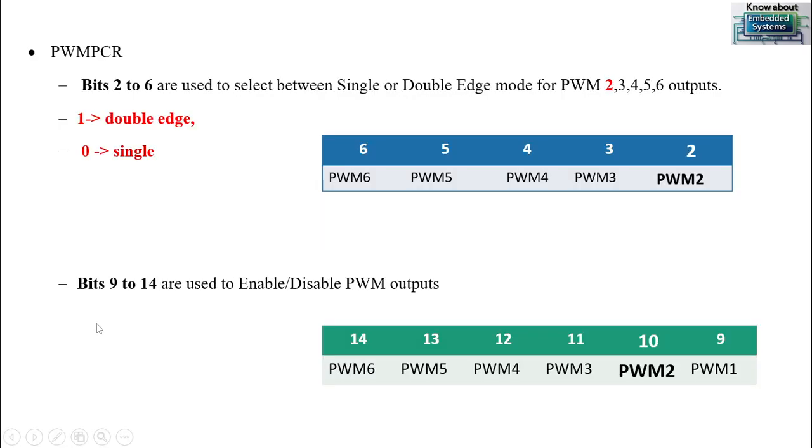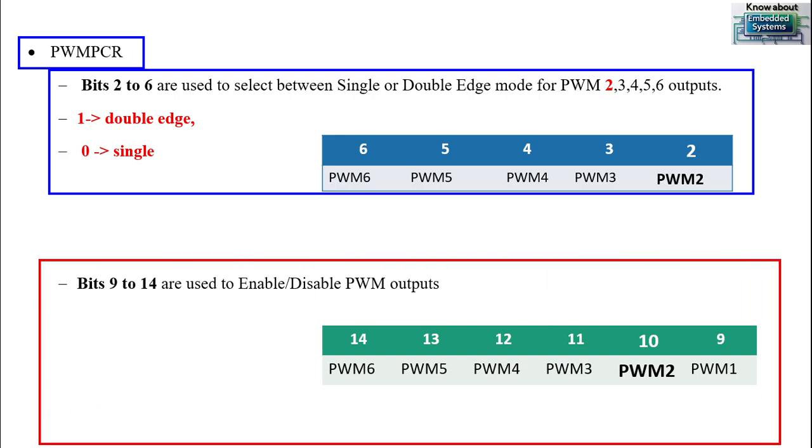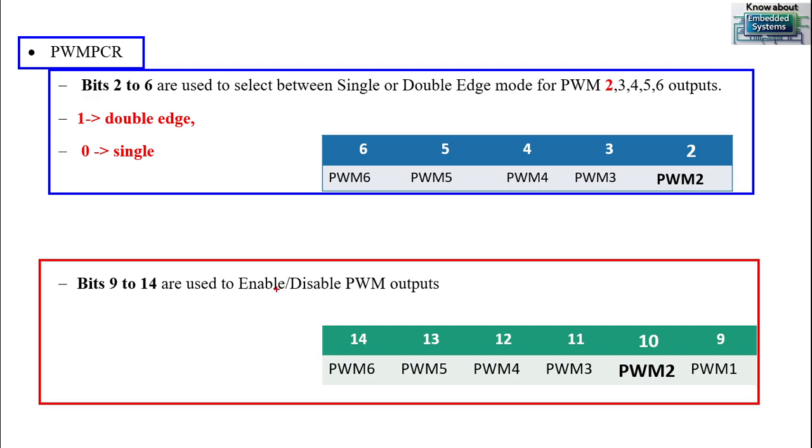The important thing with respect to PWM registers is that we have to understand only one: PCR. PCR stands for pulse width modulation program control register. Here we have two important operations to control. One is whether you're going for single edge or double edge, and the second is which output you want to enable. These two configurations are defined in bit number 2 to bit number 6 of your PCR.